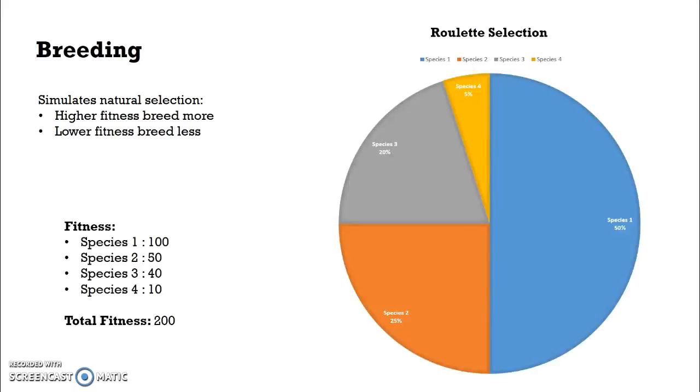After you analyze the population, you go into breeding. Now, breeding, as we said before, is based on the fitness, with the higher fitness breeding first, or breeding more often than the lower fitness. Now, this is done through a process that simulates natural selection. So this is done with a process of roulette selection. Now, I have this diagram here. Roulette selection gets its name from a roulette wheel because it's like spinning a wheel and it's wherever it lands on.